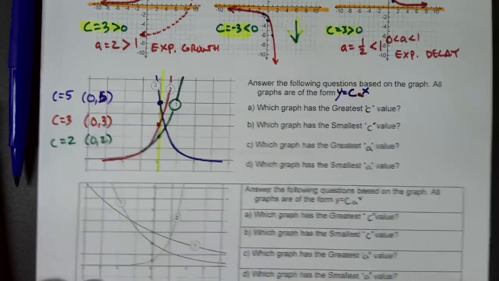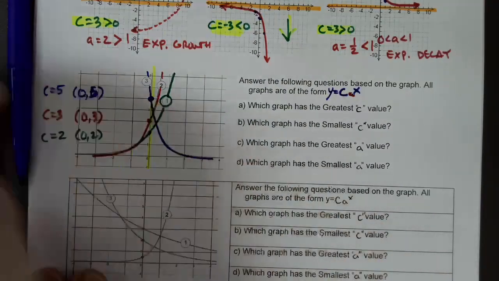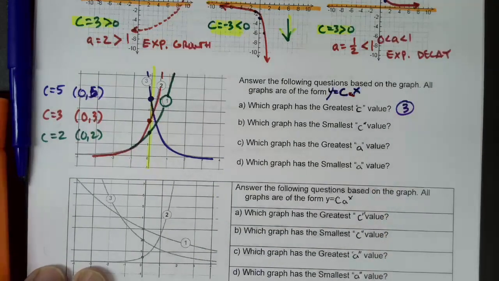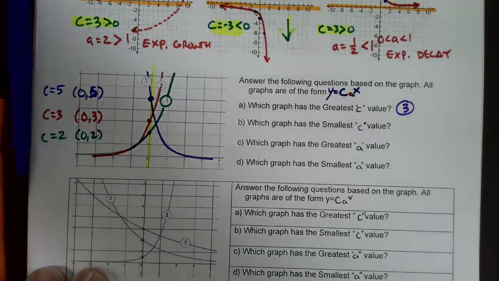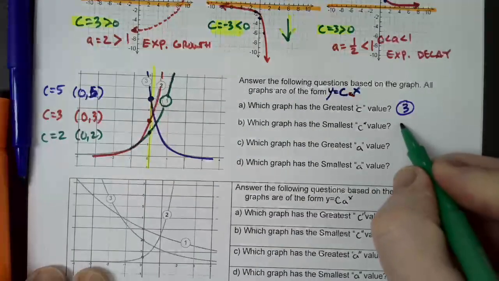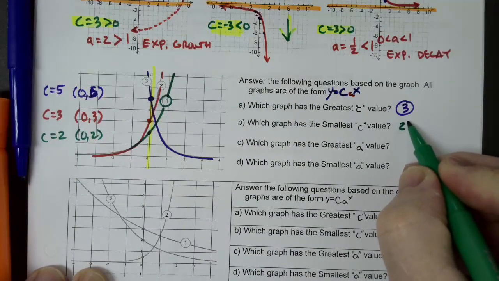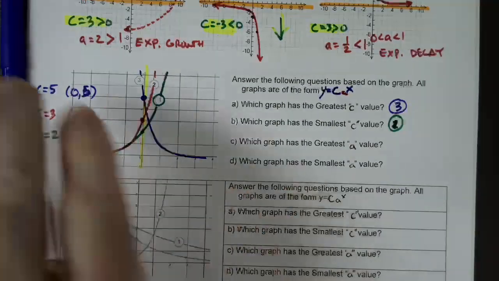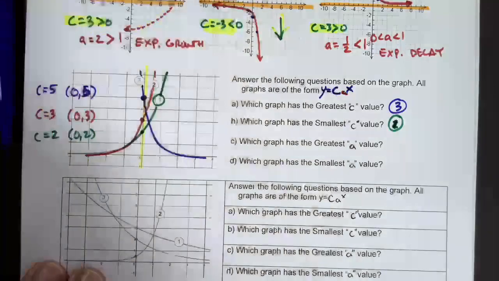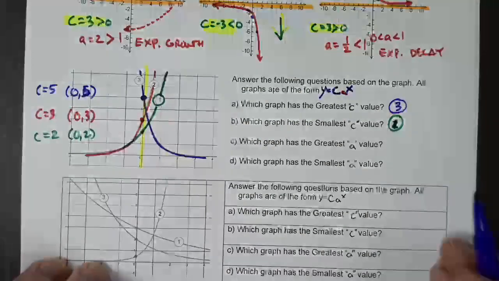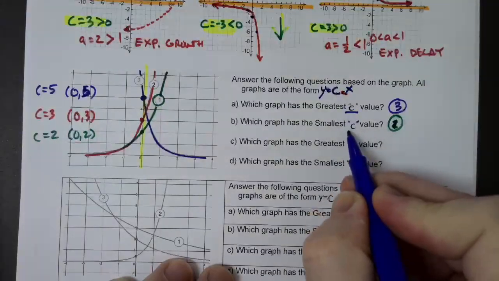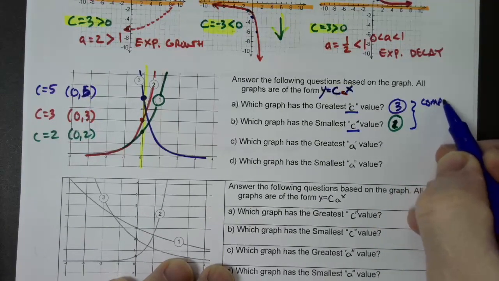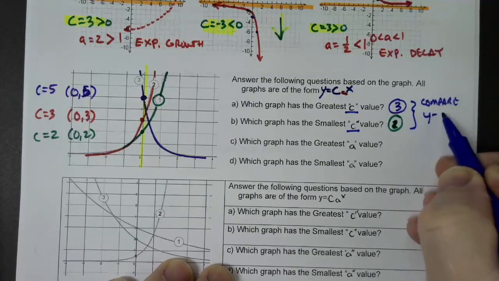So which one has the greatest c value? That one, obviously, is function number 3. Which one has the smallest c value? That one, obviously, is function number 1. It goes through 0, 2. So, to repeat, when we're looking for the c values, all we have to do is compare the y-intercept.